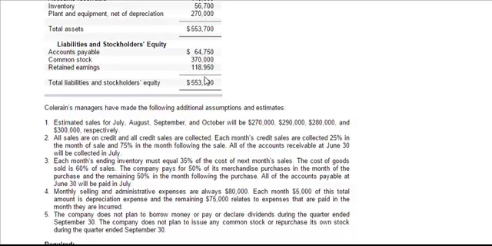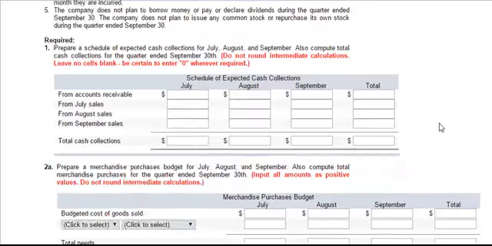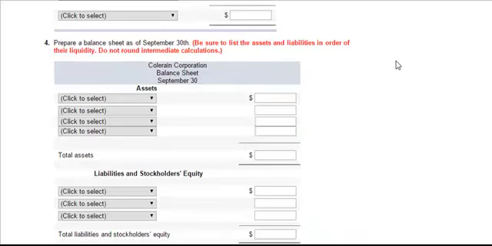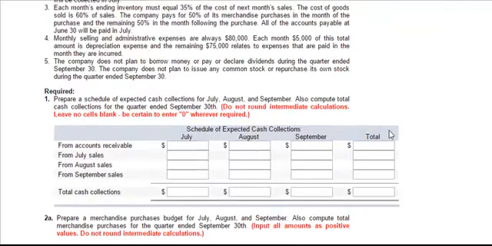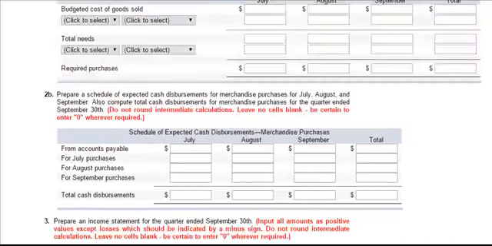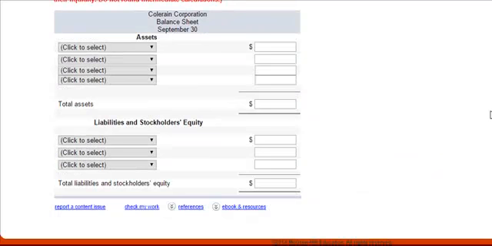And then finally, our ending retained earnings balance would be calculated by taking the beginning retained earnings, adding the net income from our budgeted income statement, and that would be our answer because there are no dividends that were declared during the quarter. If there were dividends, we would subtract that from retained earnings to get to our ending retained earnings balance.